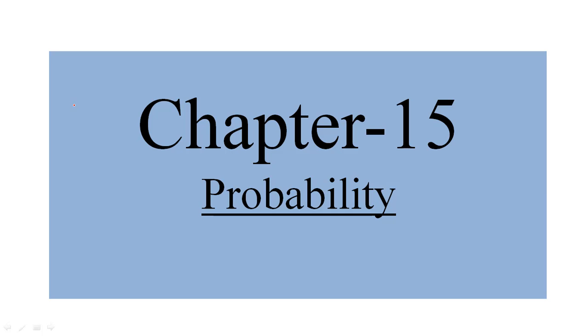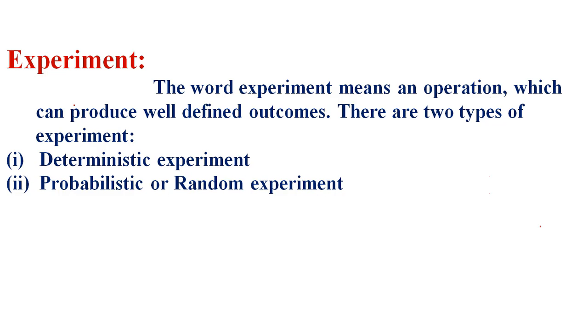Hello everyone, today I am going to discuss with you chapter 15, probability. So let's start. First is experiment. What is an experiment? The word experiment means an operation which can produce well-defined outcomes. And there are two types of experiment. First is the deterministic experiment and the second is the probabilistic or random experiment.